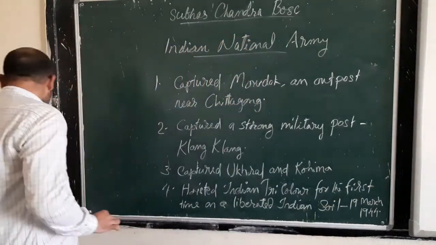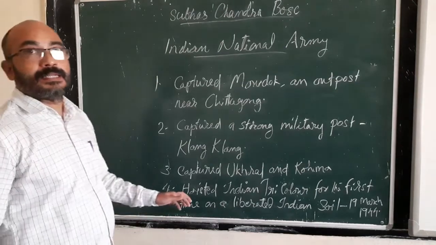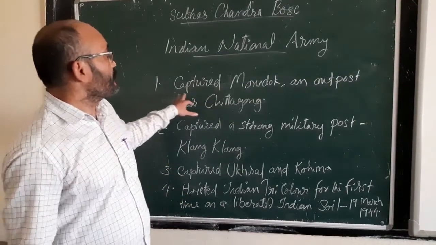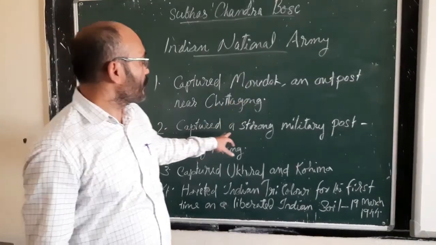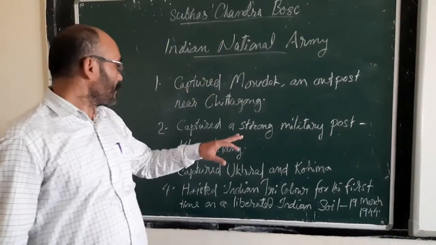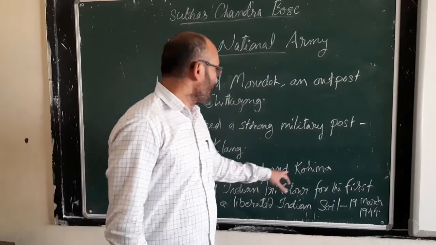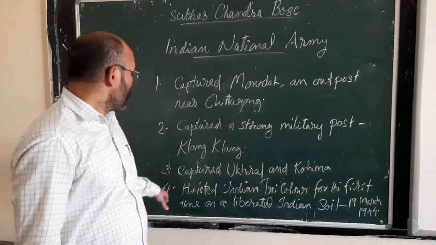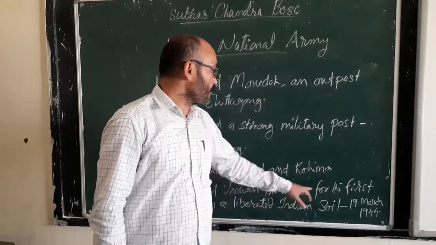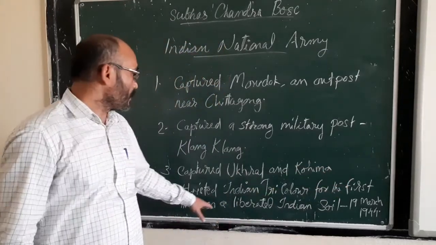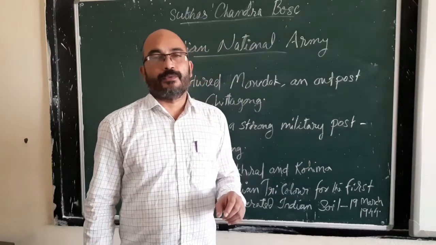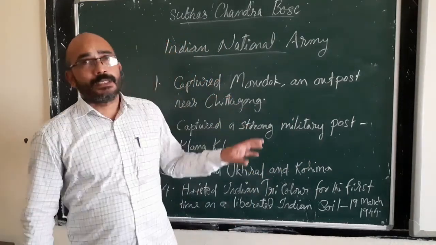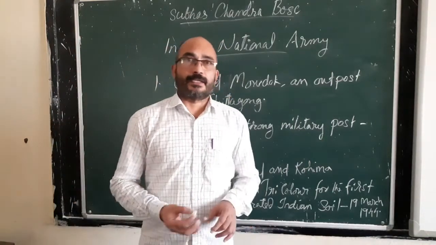That's all about the achievements of the Indian National Army. First, they captured Modak, a post near Chittagong. Second, captured a strong military post, Class-10. Third, captured Pokhran and Kohima. And fourth, the INA hoisted the Indian tricolor flag for the first time on liberated Indian soil on March 19, 1944. Okay, that's all about our lesson.